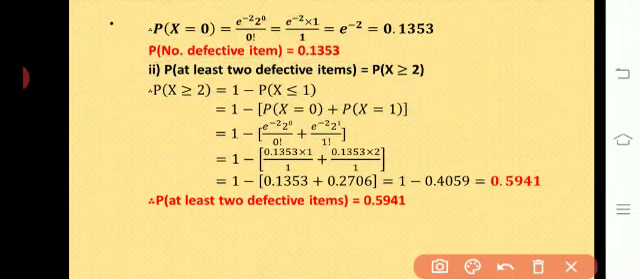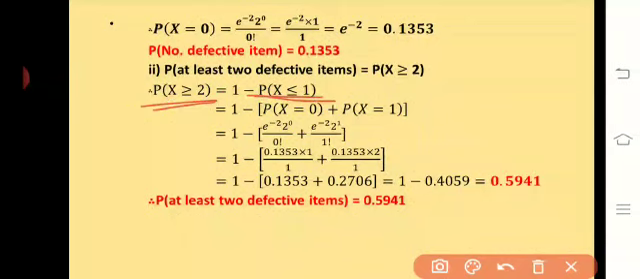Therefore the probability of no defective item is 0.1353. Similarly, the second sub question is the probability of at least 2 defective items. It is nothing but probability of x greater than or equal to 2. At least means 2, 3, 4, 5 up to infinity. Therefore probability of x greater than or equal to 2 is equal to 1 minus probability of x less than or equal to 1. Why do we need to find this 1 minus?